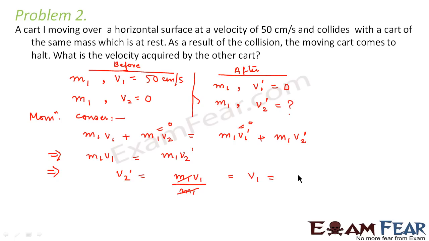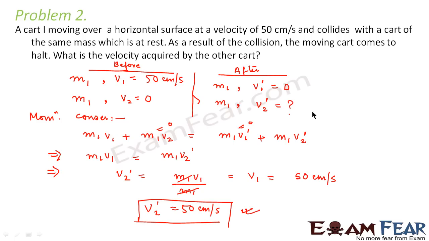So what was the value of v1? It was 50 centimeters per second. That means v2 dash, that is the velocity of the second cart, would become equal to the velocity with which the first cart moved before collision. So this would be 50 centimeters per second.